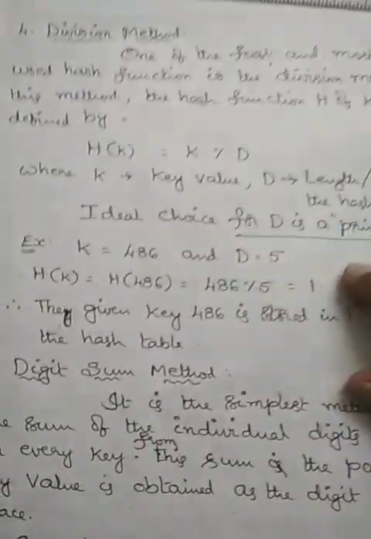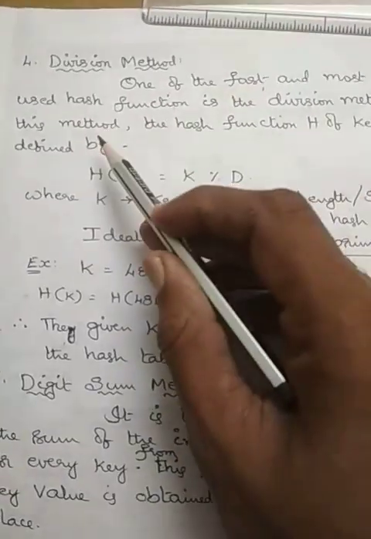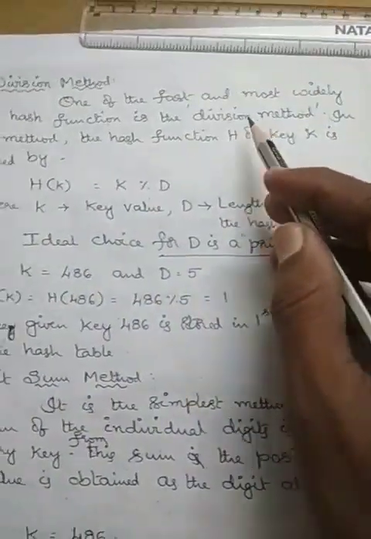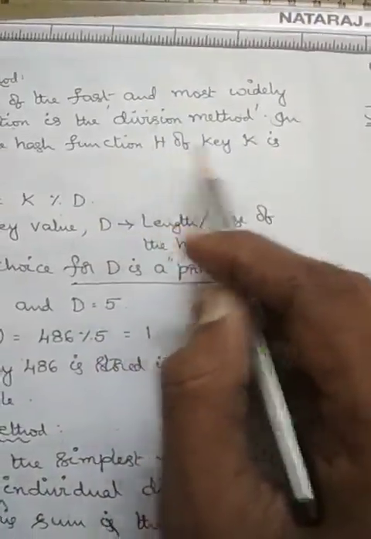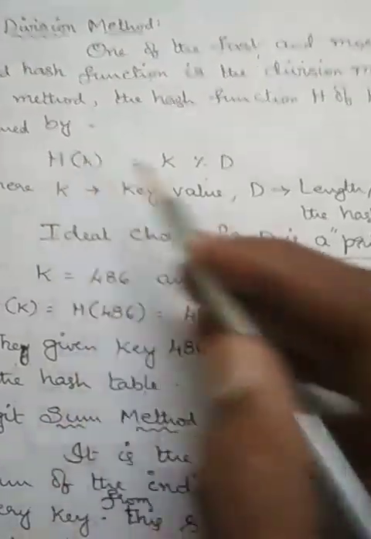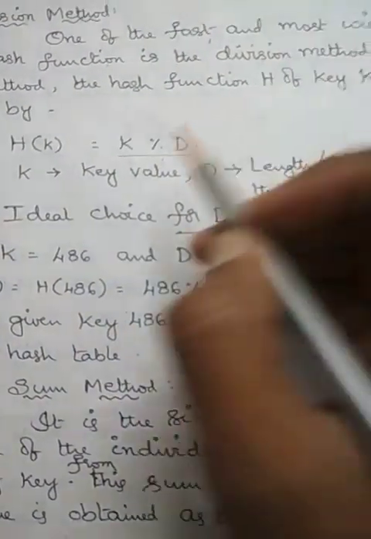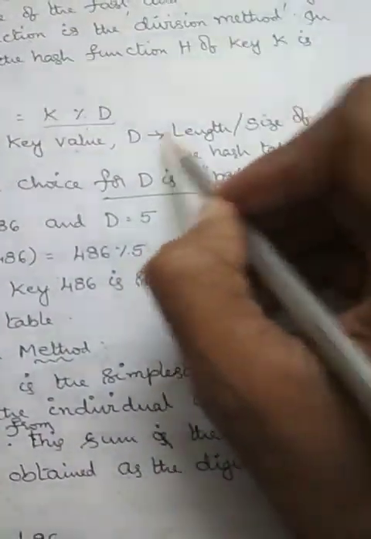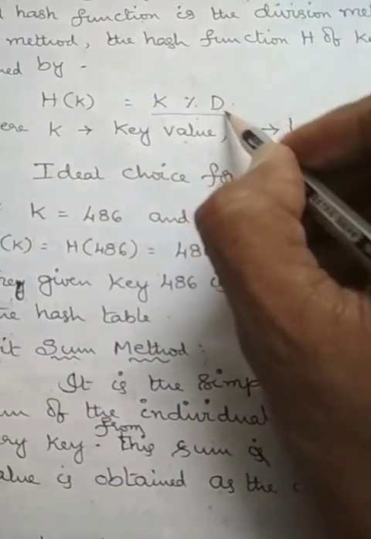The next one is the division method. This is one of the fastest and most widely used hash functions out of all the different hashing methods. In this method, the hash function h of k is defined as h of k equals k mod d, where k is the key value and d is the size of the hash table, or sometimes written as n, where n represents the size of the array.